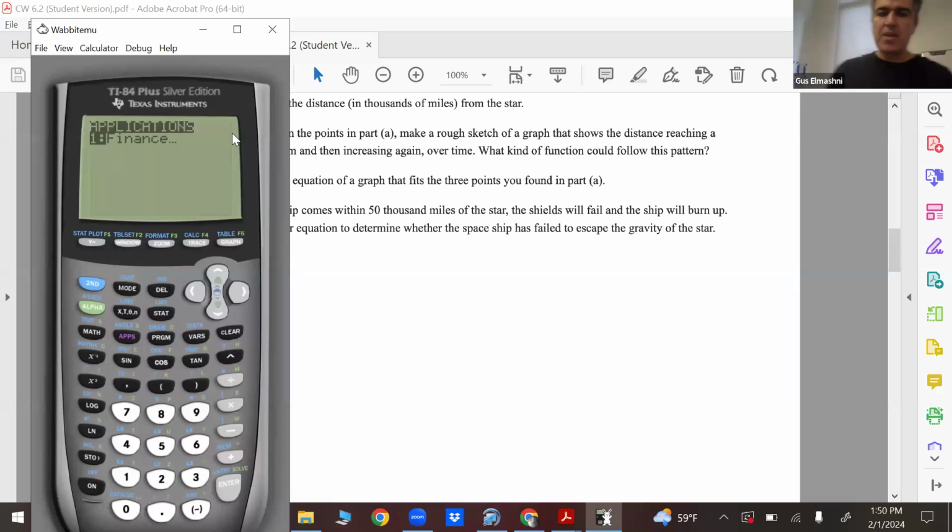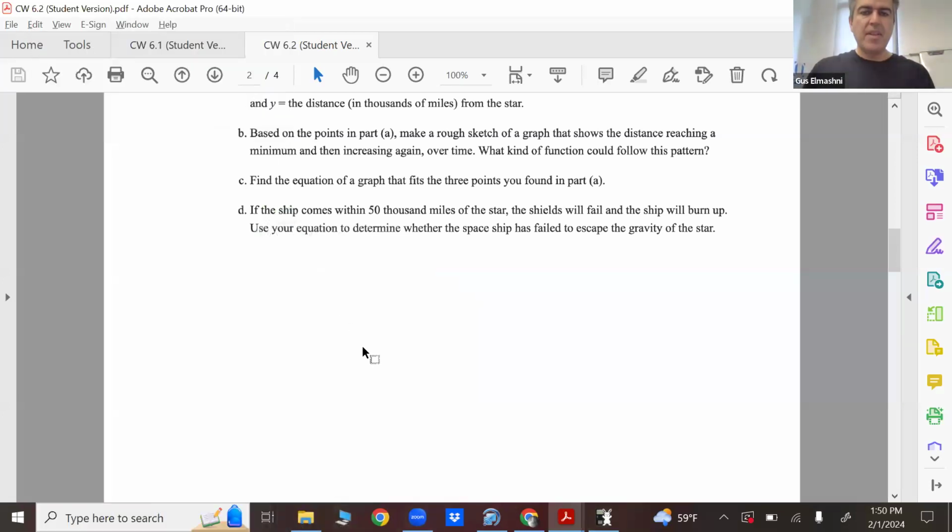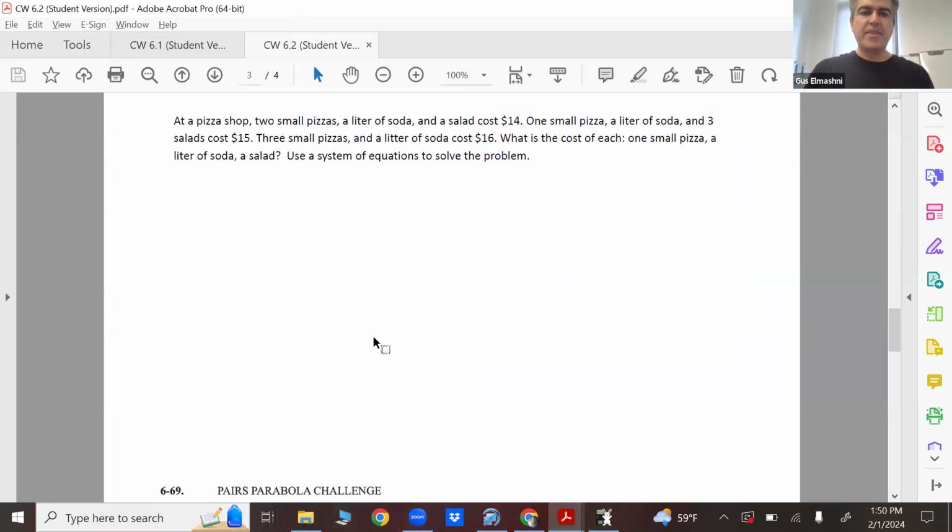Okay, guys, let's keep moving because we got a little more to do before school gets out. All right, let's look at this next problem here. You got a pizza shop: 2 small pizzas, a liter of soda, and a salad cost $14. 1 small pizza, a liter of soda, and 3 salads cost $15. 3 small pizzas and a liter of soda cost $16. Find the cost of each item. Use a system of equations to solve.